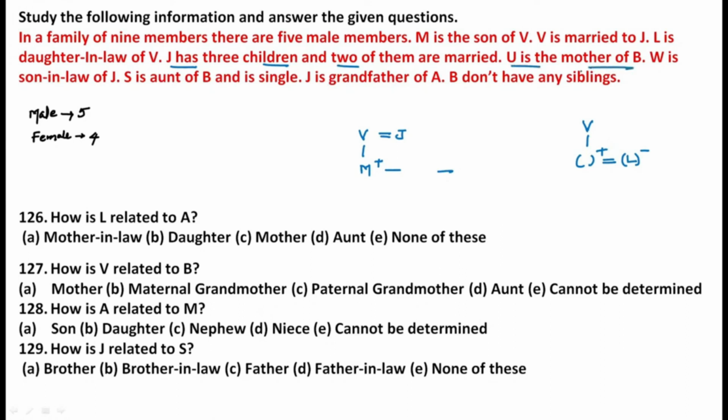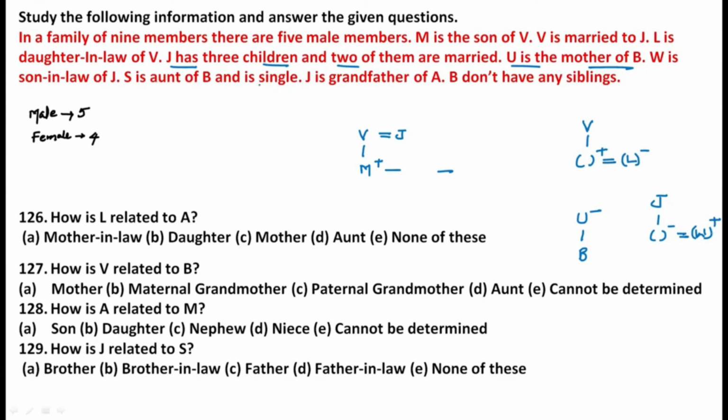Now U is the mother of B. So one more piece of information. Take separate data, guys, for every information. U is the mother of B. W is the son-in-law of J. Definitely J has a daughter. The daughter married someone, so the person is W, and W is the son-in-law of J. Now we can conclude it, guys. So there are 2 couples, which means one male person is married and one female person is married. You need to identify the other one. Whether the other one is male or female, still we don't know.